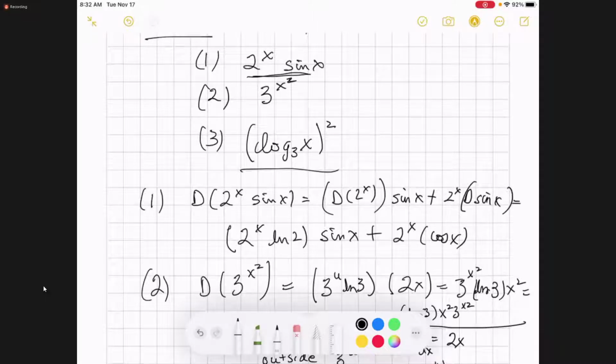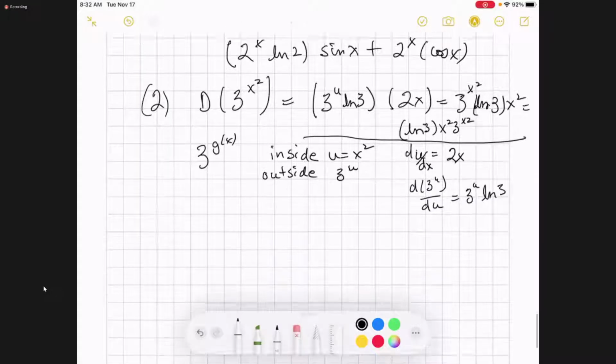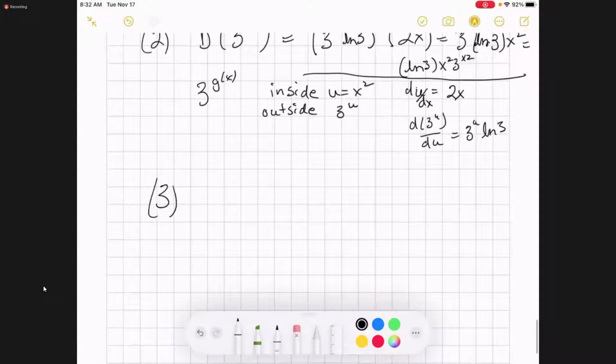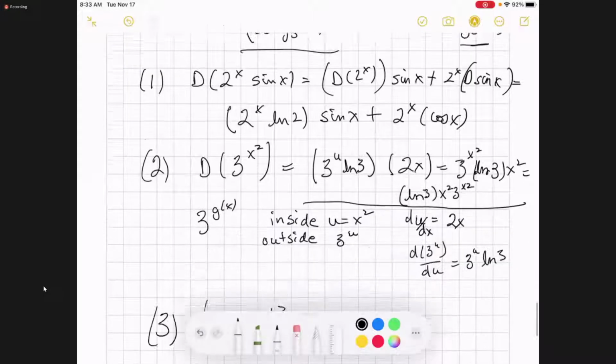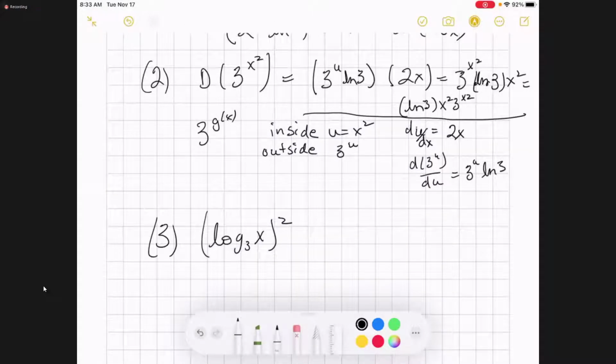Well, let's do the third one. Log base 3 of x squared. That's another composite. Oh, and I should mention something else here too. In fact, we'll do this one too. These two functions are different. And this one, the x squared's on the inside of the log. And here, the log is inside the squaring thing, okay? So this is a composite function.